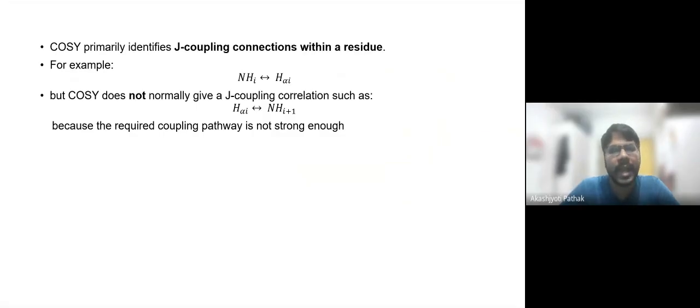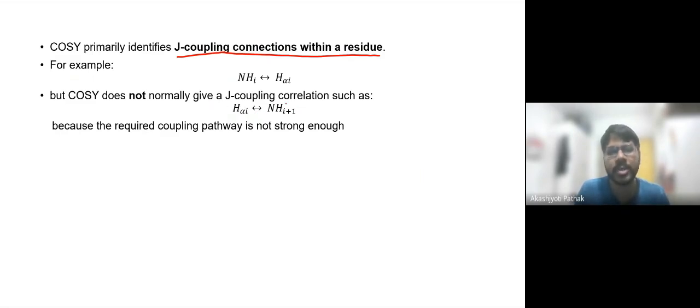So COSY primarily identifies J coupling. This is a very important point. Your COSY will only identify J coupling connections within a residue. The amide proton of one amino acid residue is coupled to the alpha proton of that same residue. It will not give you information about the H alpha i+1. Whether the proton on your alpha carbon is coupled to the i+1 amide proton, that cross peak will not be present in your COSY spectrum.